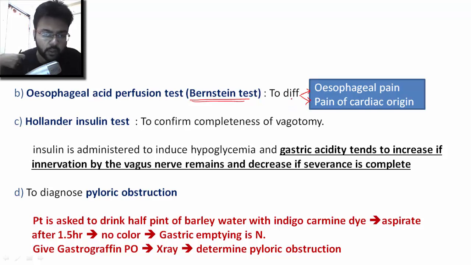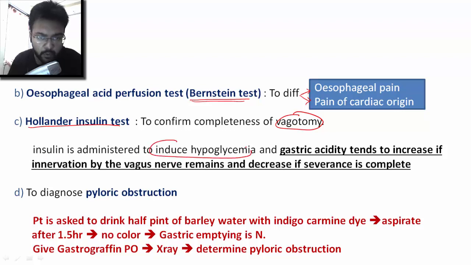Nowadays the gold standard for diagnosis of GERD is 24-hour pH monitoring. It can be used for the Hollander insulin test to confirm the completeness of vagotomy, that means the severance of the vagus nerve. Insulin is given to induce hypoglycemia, and this hypoglycemia stimulates gastric acid secretion if the vagus nerve is intact, and if acid secretion is not there, that means there is successful severance of the vagus nerve.